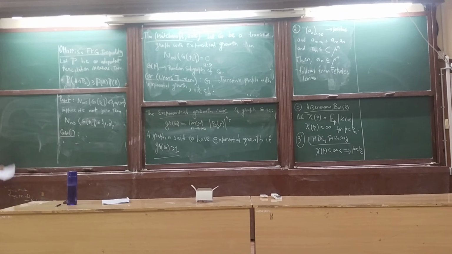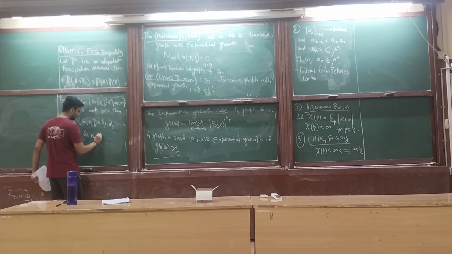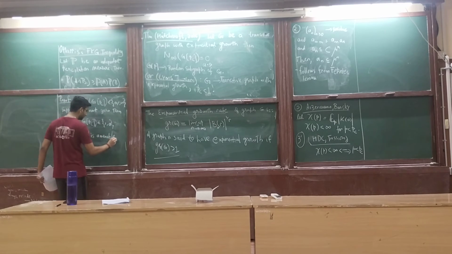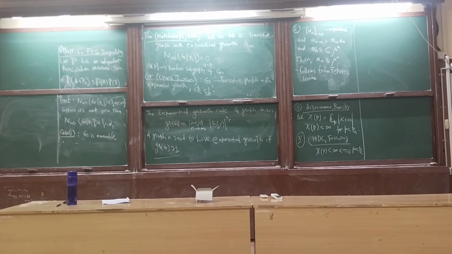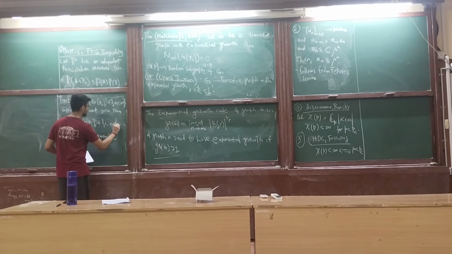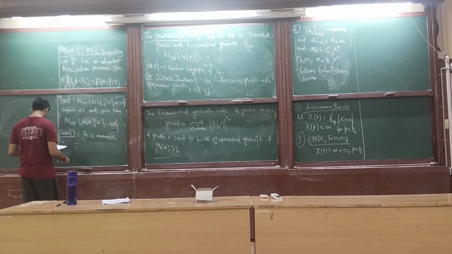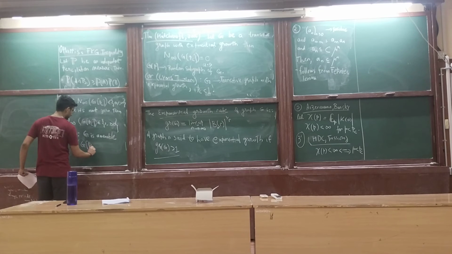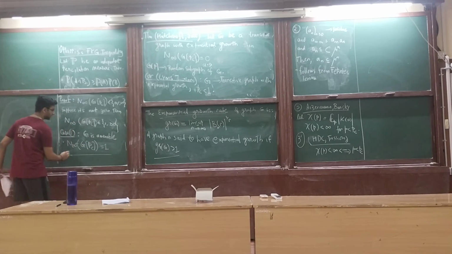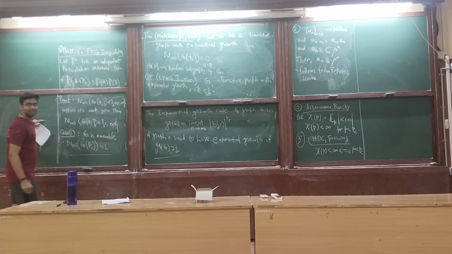Case 1 is when G is amenable. So if G is amenable, then n_∞ cannot be infinity by Burton-Keane. So if G is amenable, then n_∞(G, p_c) has to be equal to 1, right?